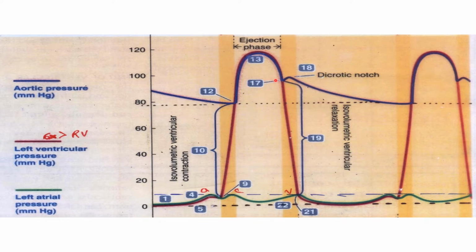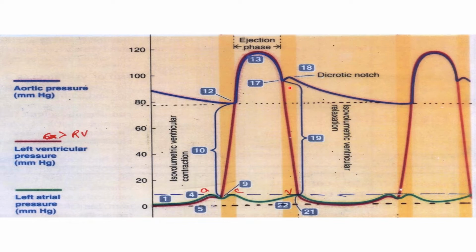Similarly, at this point when the aortic valve is closed, when the blood tries to come down into the ventricle and faces the obstruction of an elastic aortic valve, the elastic fibers of the aortic valve push the blood back into the aorta, and this slight rise in the aortic pressure is due to that bouncing back of the blood into the aorta, and this is called incisura.